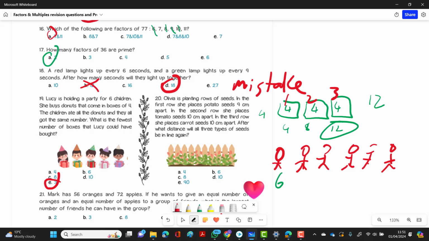Olivia's planting rows of seeds. In the first row, she plants 9 centimeters apart. In the second row, she plants 10 centimeters. In the third row, she plants. So just rub these out. Clearer.